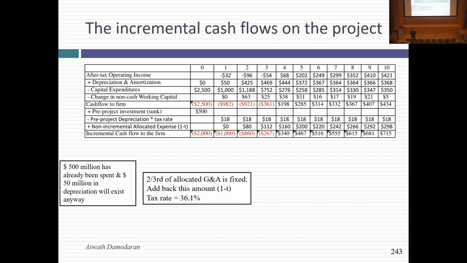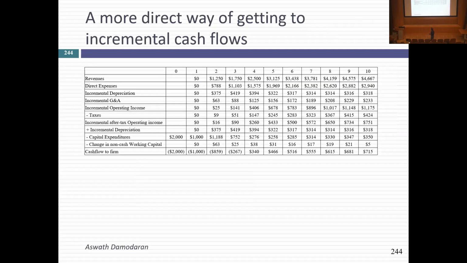So I'm going to give you a much cleaner way of computing direct cash flows or incremental cash flows. Just focus on the incremental items. What does that mean? When you do your expense, instead of subtracting out the entire allocated G&A, subtract out only the incremental G&A. When you do your investment, rather than focus on what the accountant tells you the investment is, focus on the incremental investment.